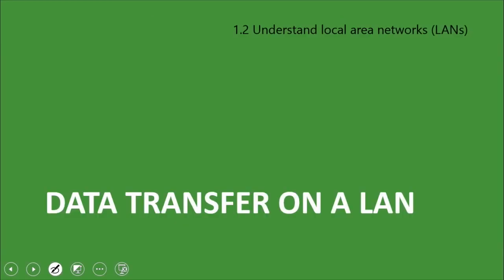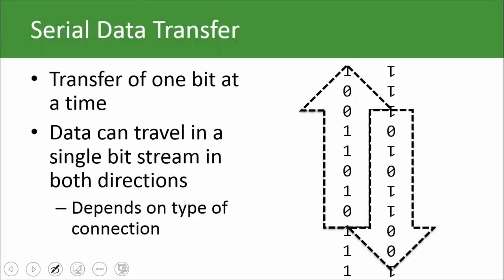All right, so now let's switch modes and talk about data transfer on LANs. Data is transferred in a serial format. That means one bit of data at a time is sent. Now, data can travel in a single bit stream in both directions, like to and from. How it does that depends on the type of connection. You've got a couple of different types of connection.